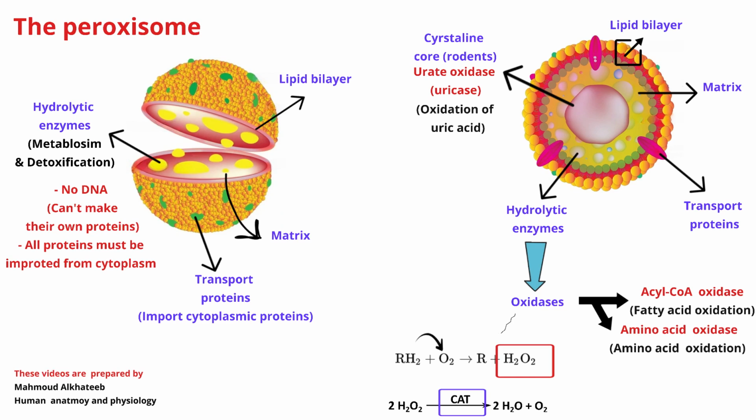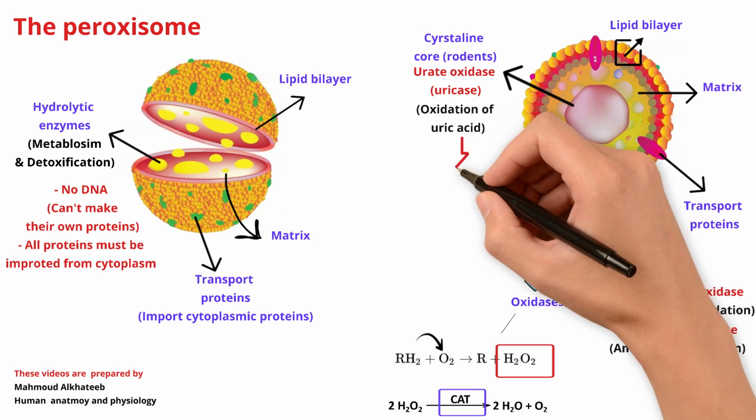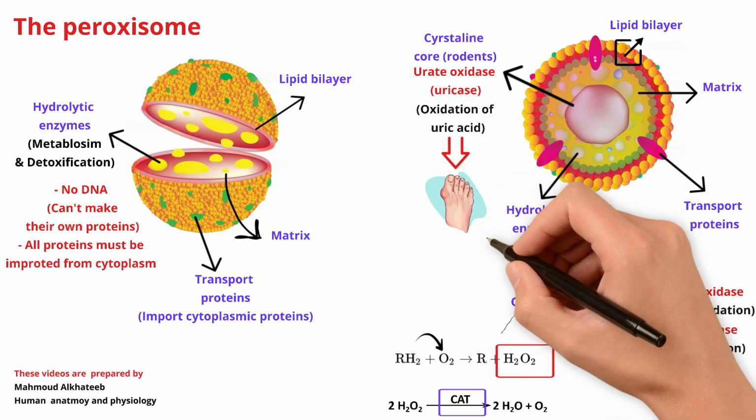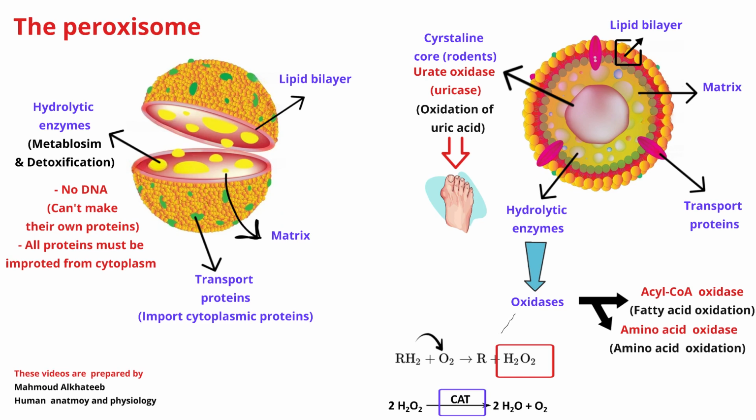Hence, human cell peroxisomes lack the crystalline core and the enzyme urate oxidase, which causes the accumulation of uric acid and the development of gouty arthritis, a common joint disorder in humans. Therefore, the major cause of gouty arthritis in humans is the accumulation of uric acid due to lack of the enzyme urate oxidase in the peroxisome.